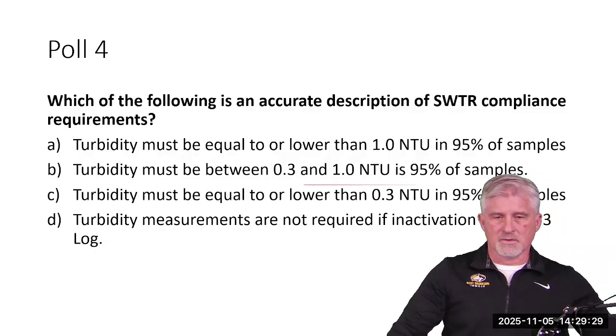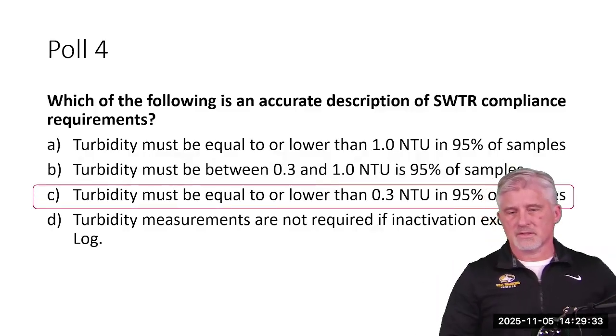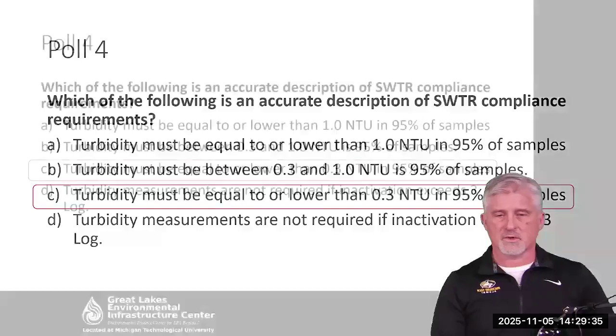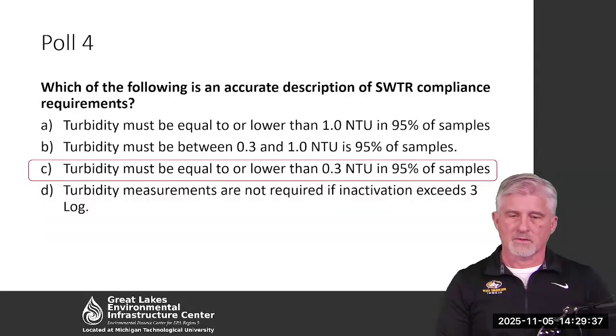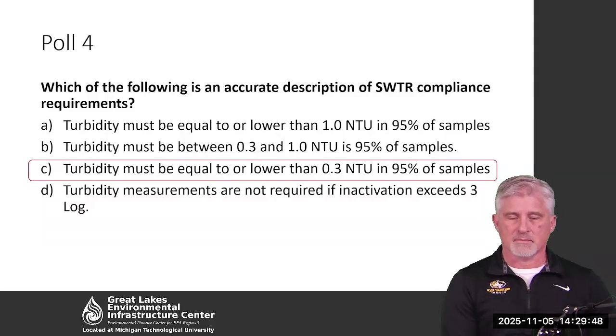So let's look at the answer. It is C, so the majority was correct. A is not correct, because we need it to be less than 0.3, not 1 NTU. That's the one-time limit, which has to be lower than 1. And it's not a range between 0.3 and 1, it is actually less than 0.3.